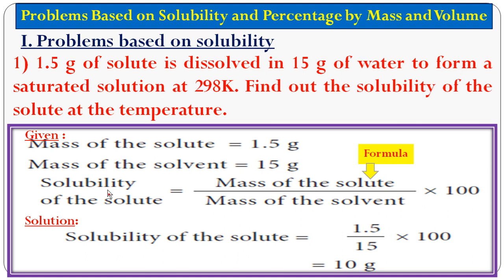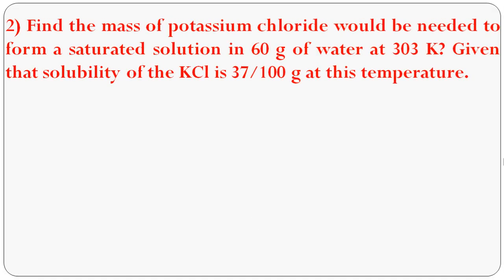Solubility. The formula of solubility of the solute is equal to mass of the solute by mass of the solvent into 100. Now come to the solution. Solubility of the solute is equal to 1.5 by 15, mass of the solvent, into 100. You can get the answer, that is 10 gram.